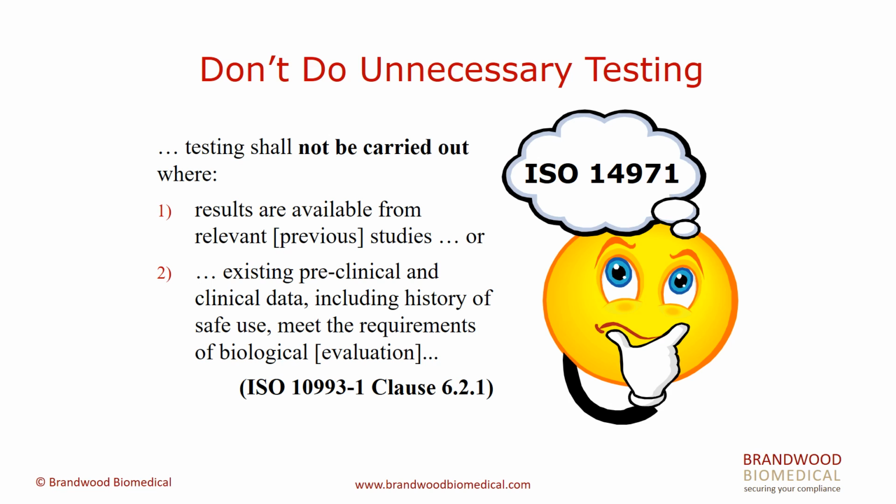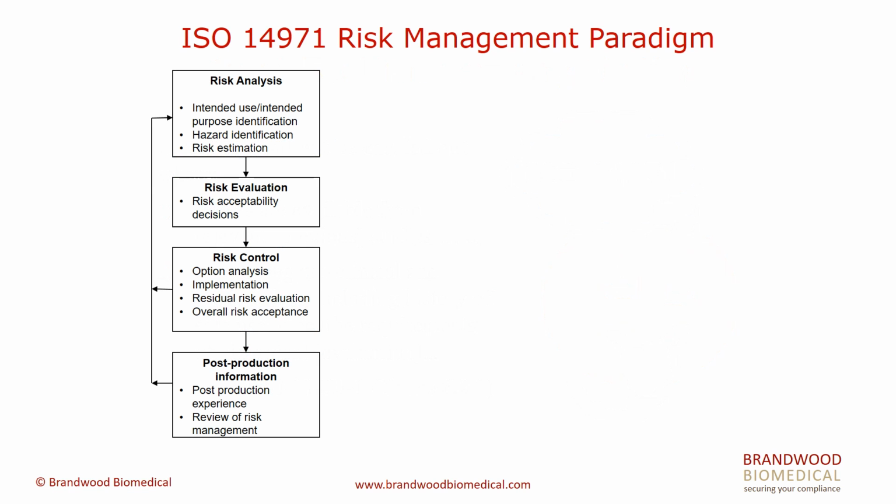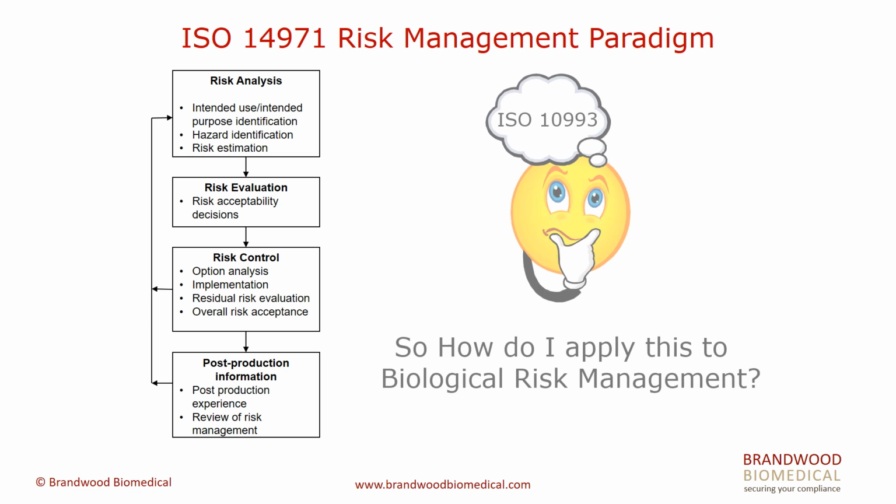And basically that is best done within an ISO 14971 framework. So here is the flowchart taken from ISO 14971, the risk management standard. It sets out the paradigm for risk management through the whole process of risk analysis, risk evaluation, risk control, and then learning from post-production information. The question is, how do we apply this to biological risk management? And what I'm going to do in the rest of this webinar is to set out how ISO 10993 and the processes contained in that body of standards map to this risk management framework.